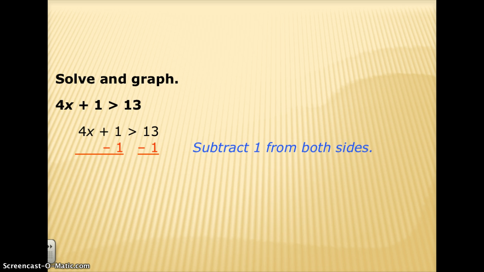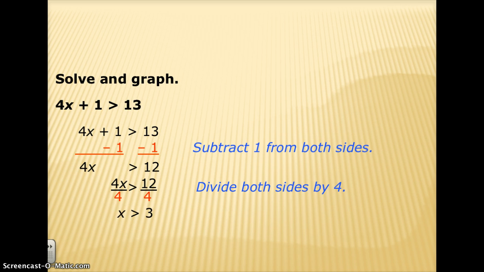Solve and graph. We're working with multi-step inequalities, which we operate the same way we would with the multi-step equation, watching out for that special rule of multiplying or dividing by a negative. In this case, we don't have to worry about any negatives. So we start by subtracting 1 from both sides to get 4x by itself. Once we have 4x is greater than 12, we divide both sides by 4 to get x is greater than 3.